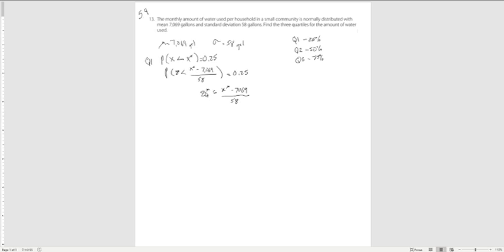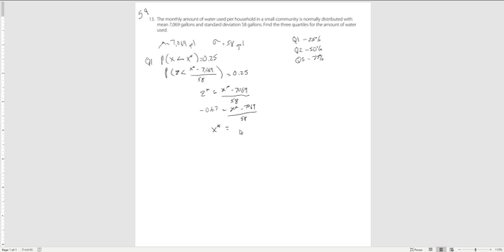And that Z star, we can get by looking at what value of Z provides the cumulative probability of 0.25. And the cumulative probability of 0.25 is approximately minus 0.67, equals X star minus 7,069 over 58. Then I can multiply 58 times minus 0.67 and add 7,069 to both sides to get X star. I could have done all that using the formula right out of the book, but I just try to remember this one.